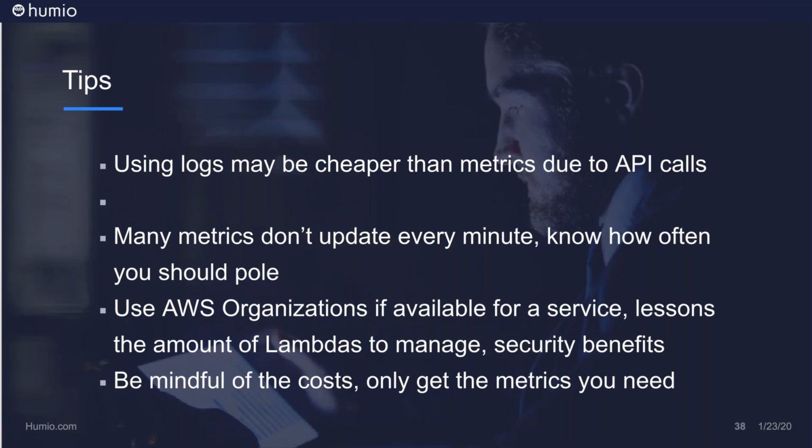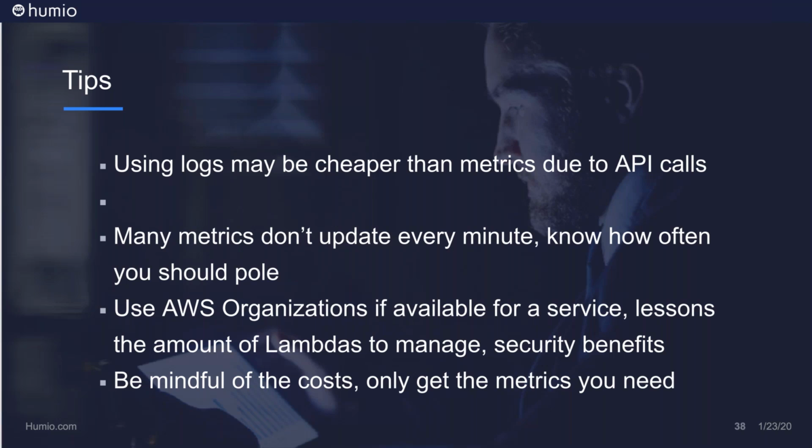So be cognizant of what metrics you want to use, because the more metrics you use, the more API calls you're making. Those costs can add up really fast. Many metrics like S3 metrics don't update every minute, so don't pull them every minute. So know about the metrics and how often they update and how much you should pull them.